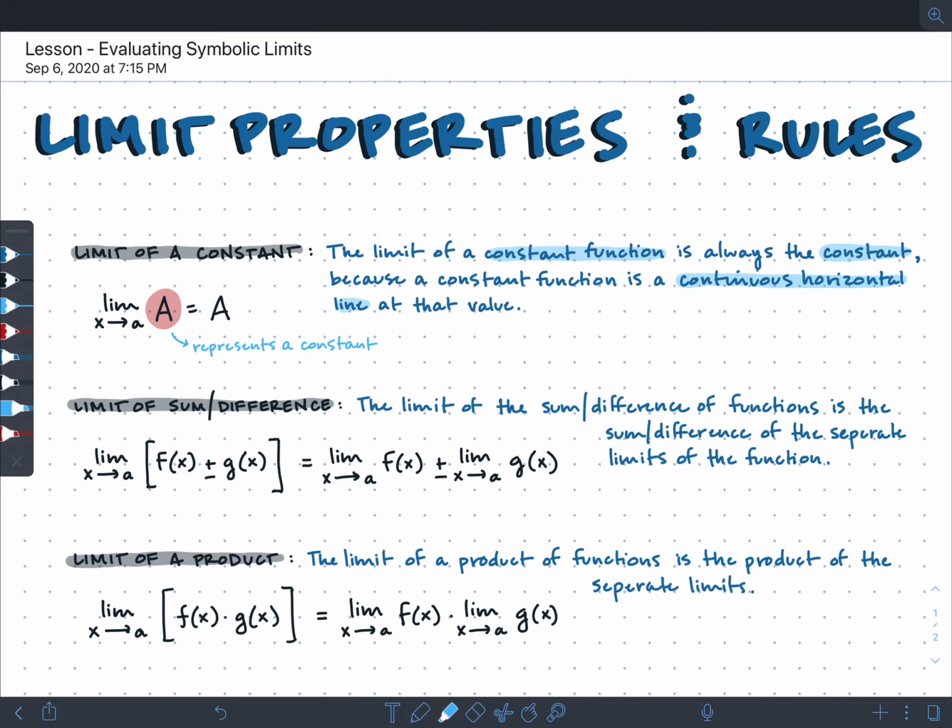All right. Next up is the limit of a sum or difference. The limit of a sum or difference of functions is just the sum or difference of those separate limits. So if I have the limit of f of x plus or minus g of x, then that is the same thing as the limit of f of x plus or minus the limit of g of x.